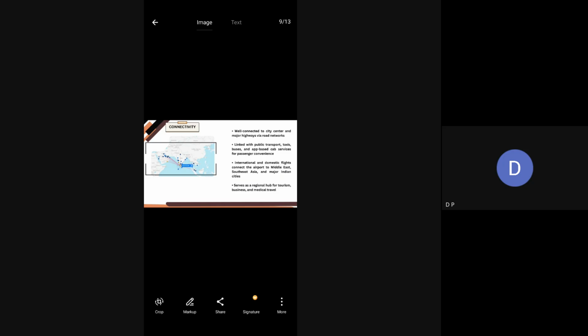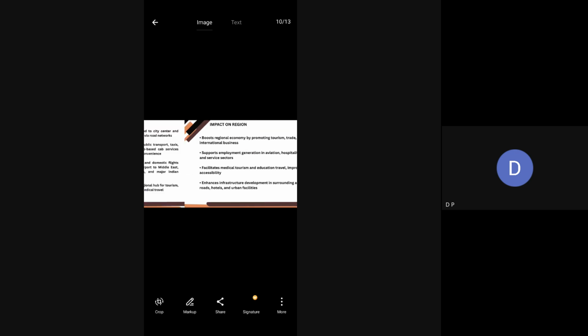Now the connectivity. The airport is well connected to the city center and major highways via road networks linked with public transport, taxis, buses, and app-based cab services for passengers' convenience. International and domestic flights connect the airport to the Middle East, South Asia, and major Indian cities. It serves as a regional hub for tourism, business, and medical travel.